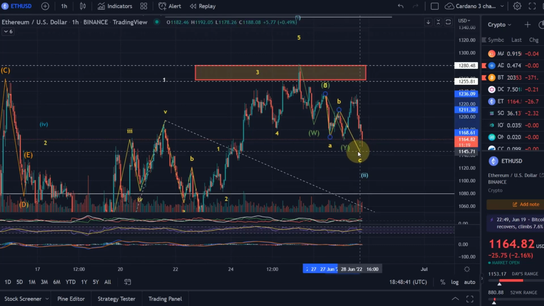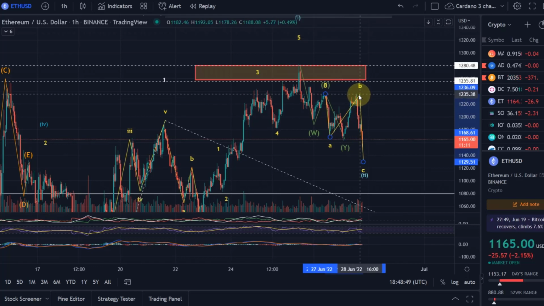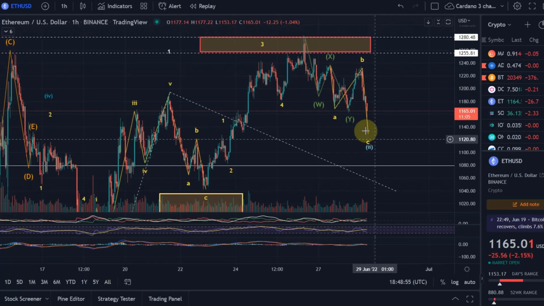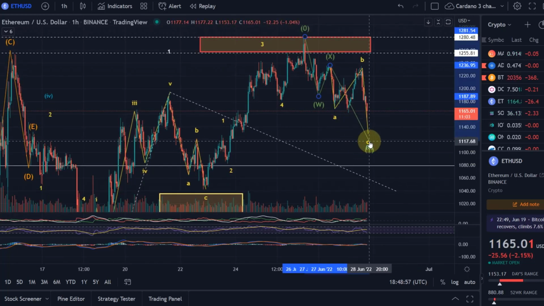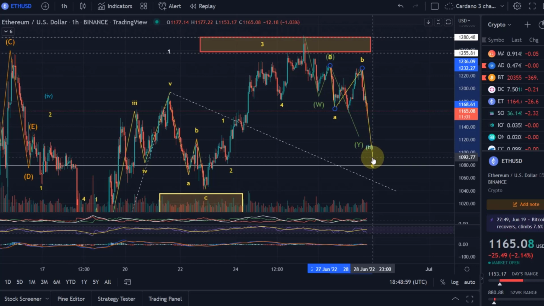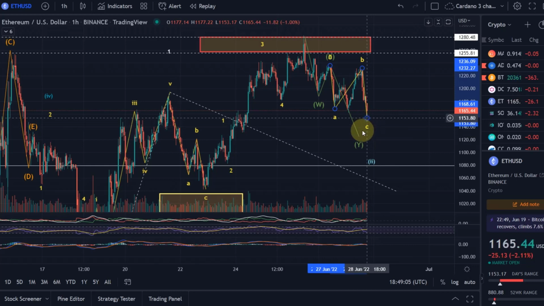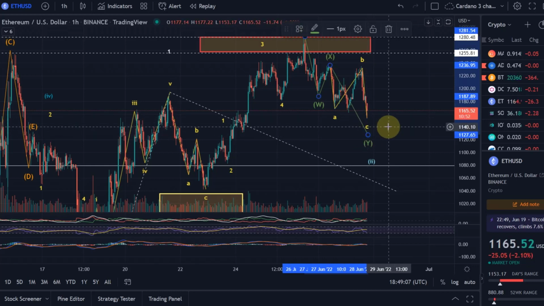So what does that mean? That means two things. That means the ABC wasn't finished. That means we're still waiting for the wave C to be finished. Wave B was then probably up here. This here was just a larger B wave, ABC in itself. And we are now in that wave Y, or in the wave C of the wave Y of the wave 2. Okay.